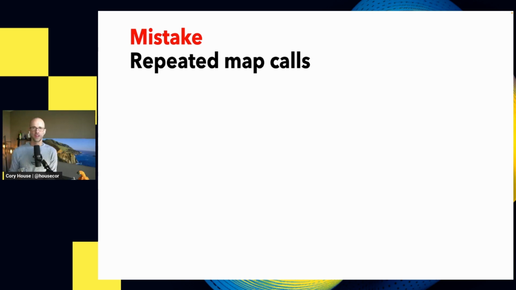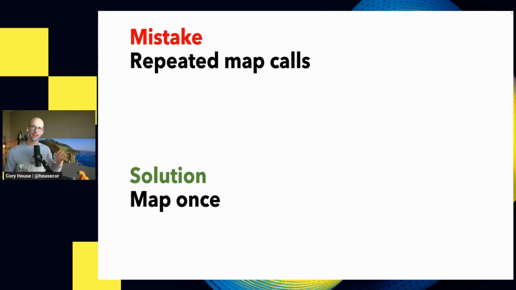Something else that I look for is repeated map calls. In React, we use map all the time to iterate over an array and display JSX as a result of that array. If you find yourself repeating map calls, try to do it once. Often you can. If you see a map followed by a map, maybe you could do one map and do the two together. You can eliminate a set of iterations by doing that.